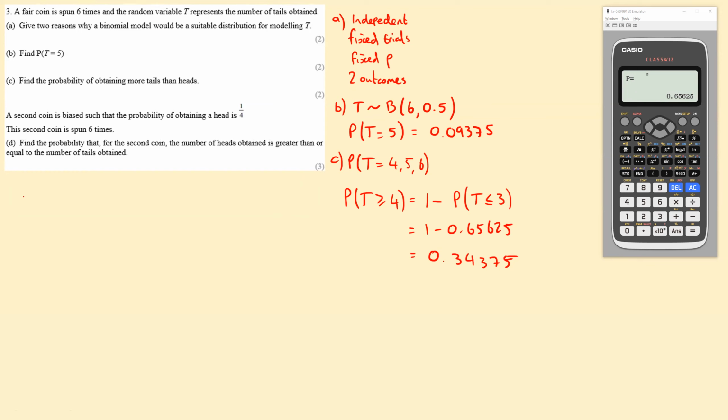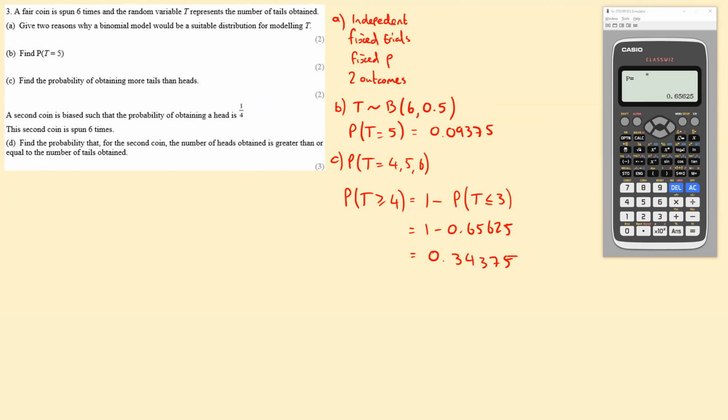Part D, the second coin is biased such that the probability of obtaining a head is a quarter. This second coin is also spun 6 times. Why is it being spun and not flipped? Well, find the probability that for the second coin, the number of heads obtained is greater than or equal to the number of tails obtained.